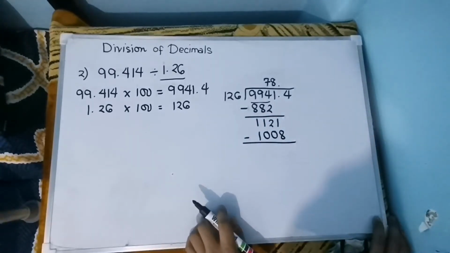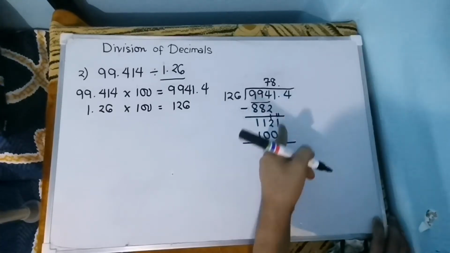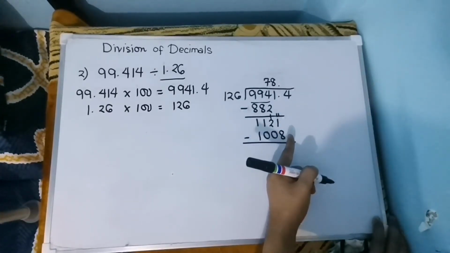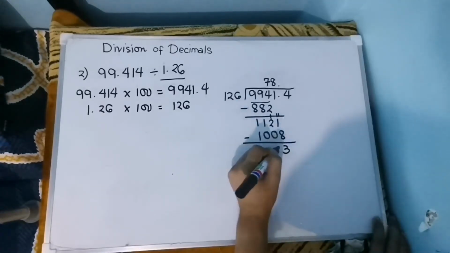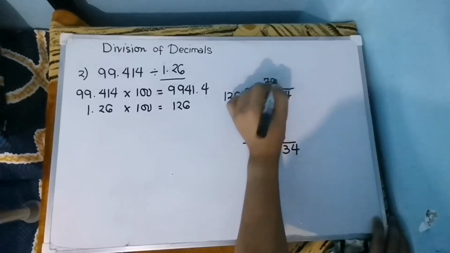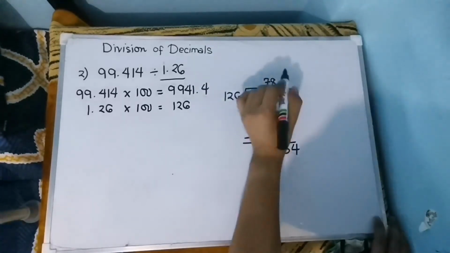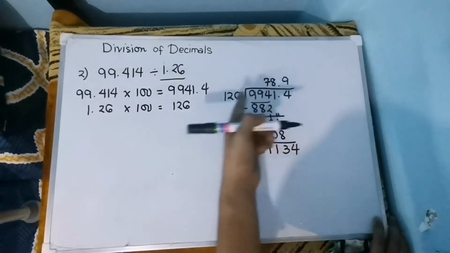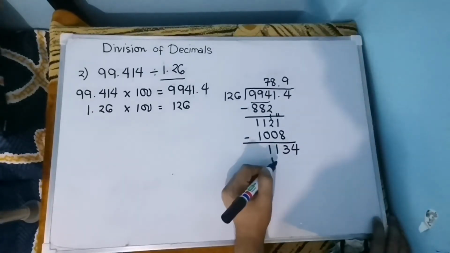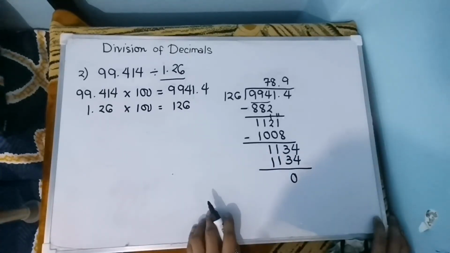And then subtract. And then 1 minus 8 cannot be, so it will become 11. Yung 2 ay magiging 1. So 11 minus 8, we have 3. Then 1 minus 0 is 1. Then 1 minus 0 is 1. And then bring down 4. So we have here 1,134 divided by 126. That is 9. So 9 times 126, we have here 1,134. And then remainder is 0. So therefore, the quotient is 78 and 9 tenths.